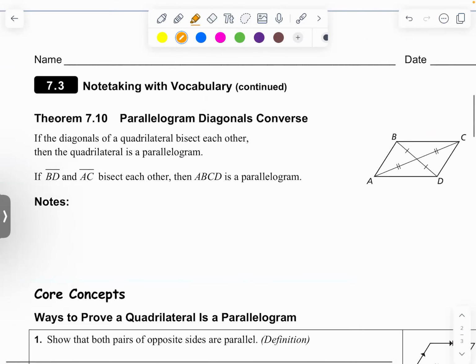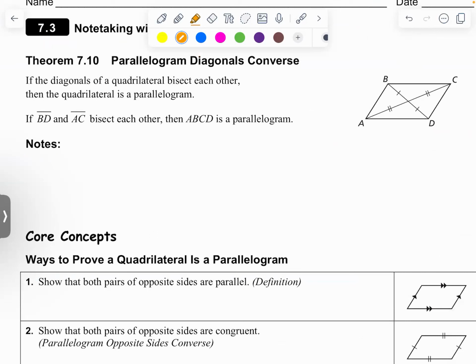All right, go to the next page. I think that means you have to turn the page. Okay.